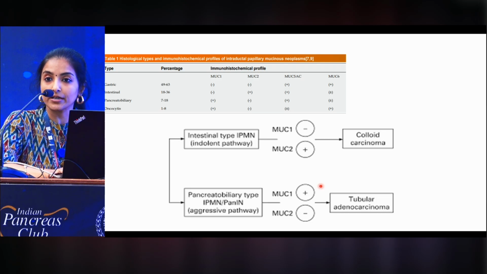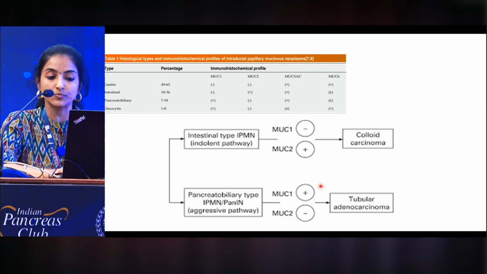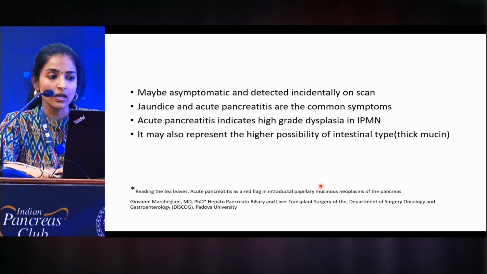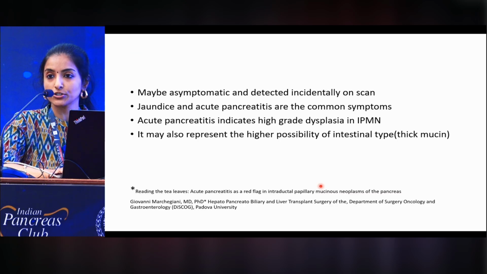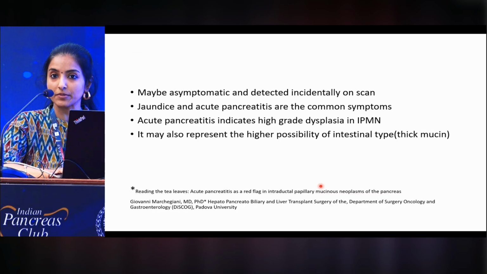The intestinal and the pancreatobiliary are the two which are capable of developing into malignancies. The intestinal type develops into a colloid carcinoma and the pancreatobiliary develops into a tubular adenocarcinoma. Now coming to the presentations, most times these IPMNs are asymptomatic. Jaundice and acute pancreatitis continue to remain the two most common symptoms.